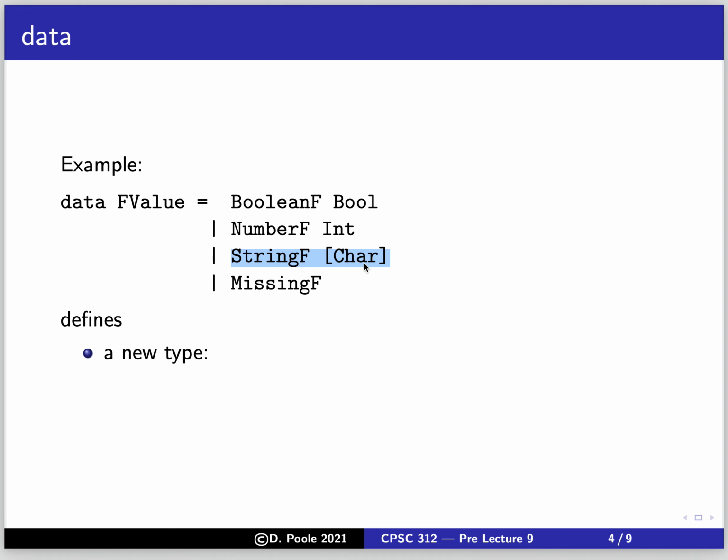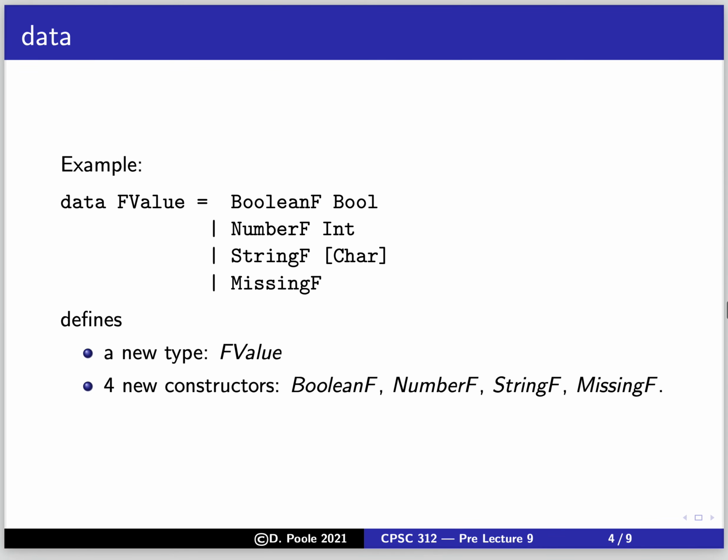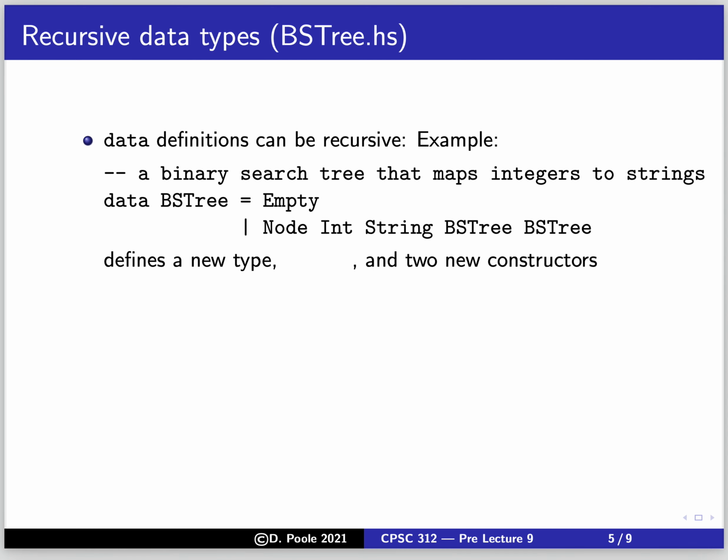Otherwise, we might return it as a string, but sometimes it's missing, so we're going to return missing. So we're reading this. We can see there's a new type of f value and 4 new constructors: Boolean f, number f, string f, and missing f. These top 3 are functions, and this last one is a constant of the type. Okay. So data definitions can be recursive.